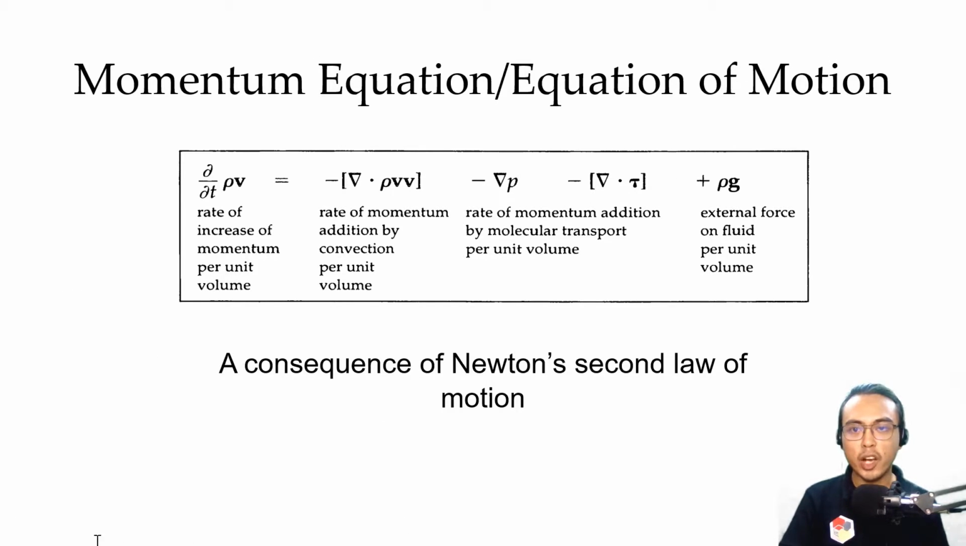The first term we have here is the rate of increase of momentum per unit volume. This is the partial derivative of density times the velocity vector with respect to time. Again, if we are considering a steady state flow, this term becomes 0. The first term on the right side represents the rate of momentum addition by convection per unit volume. This gradient in pressure refers to the difference in pressure exerted in the different directions of a coordinate system.